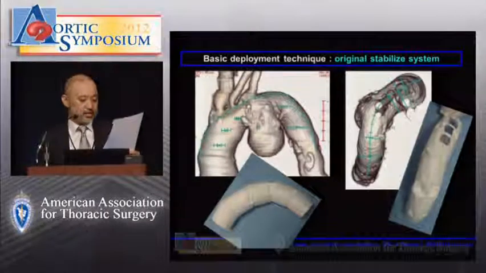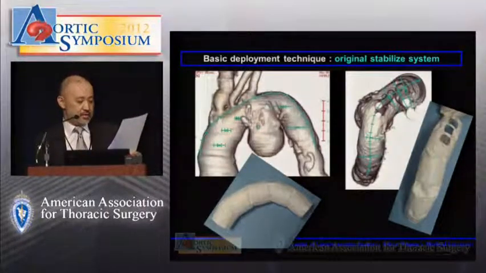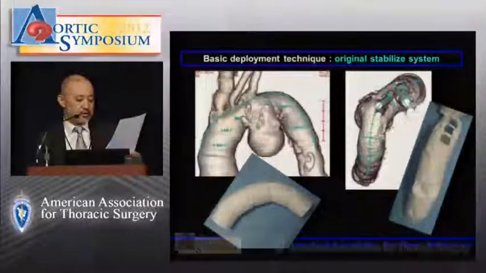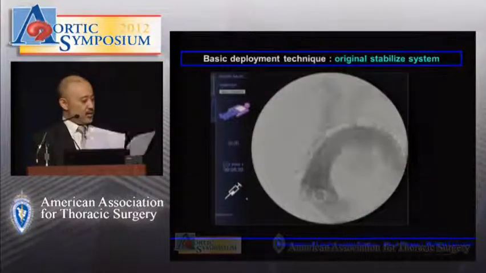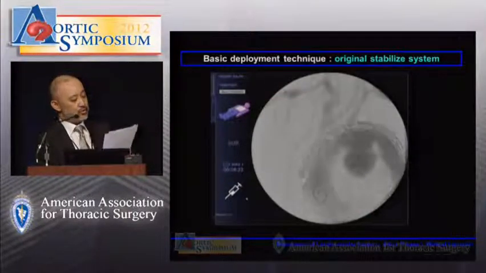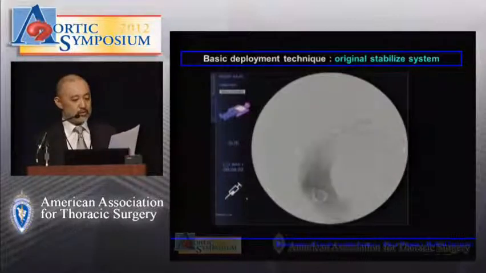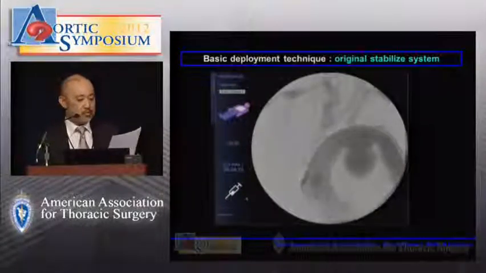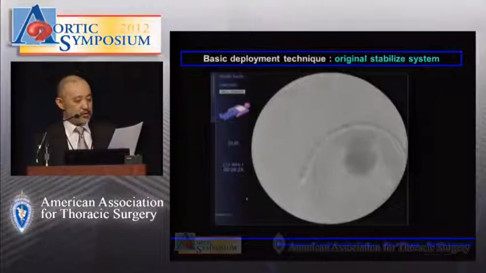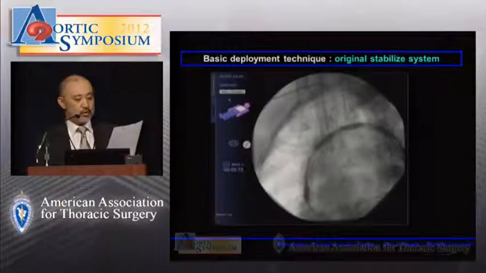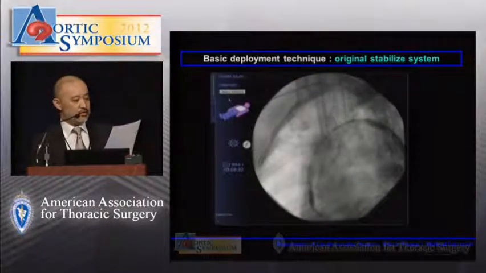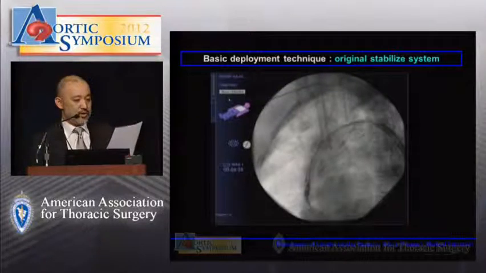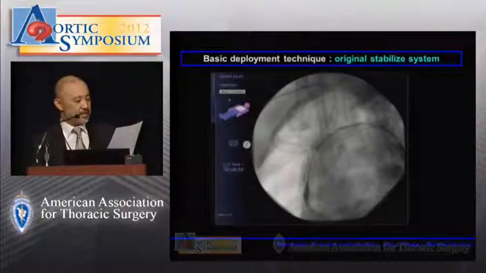I will show you the basic deployment technique. This case had a typical saccular aneurysm suitable for endovascular treatment with this device. This device has an original stabilizing system for exact deployment positioning in the aortic arch under normal blood pressure. The proximal end of the device is gradually opening, and the second and third units of this stent are landed to the aortic wall first. The endograft is still able to be finely adjusted at this time.